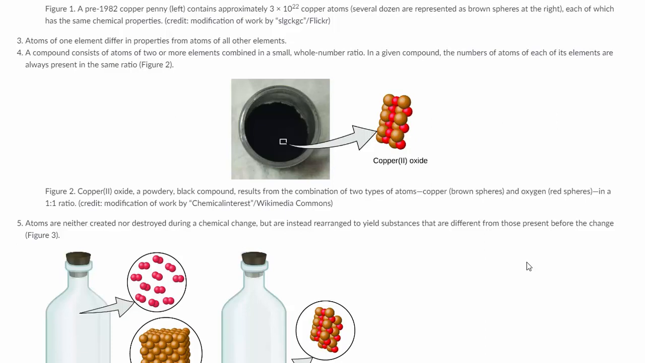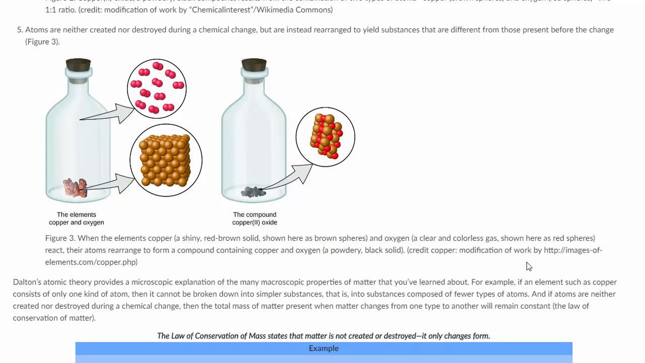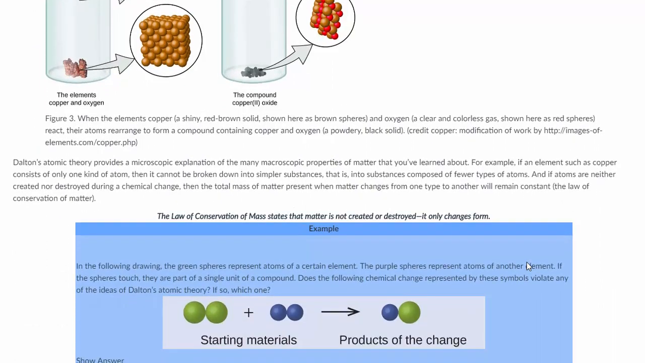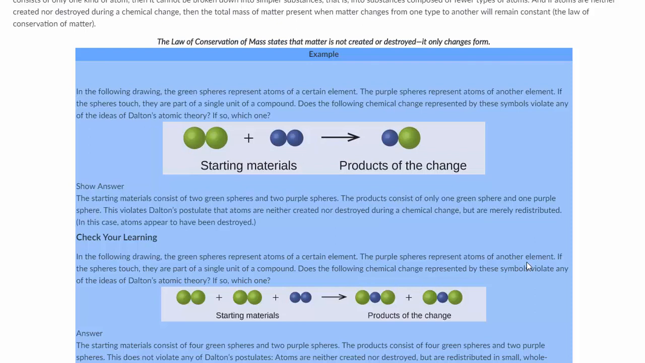Number 5, atoms are neither created nor destroyed during a chemical change, but instead they are rearranged and they yield substances that are different from what was present before the change. That's the law of conservation of mass. The law of conservation of mass states that matter cannot be created or destroyed. It will only change its form. So if we have these two green atoms and two blue atoms and they combine together, we should have two of our products, one blue and one green, added together.